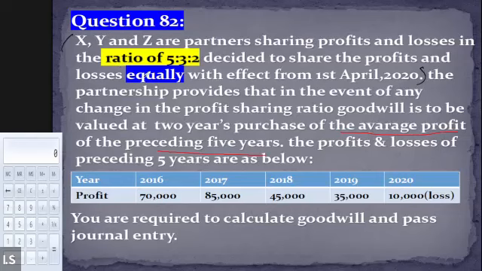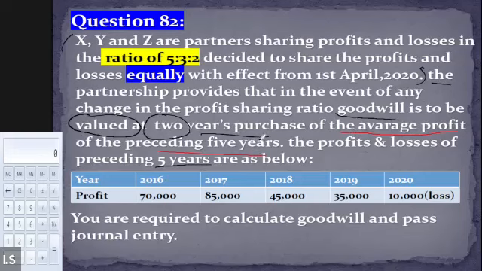Now from this point onward, it says that the partnership provides that in the event of any change in the profit sharing ratio, goodwill is to be valued at 2 years purchase of the average profit of the preceding 5 years. The profit and loss of the preceding 5 years are as below. So we have been provided with the last 5 years profit, and the question is telling us to value the goodwill depending upon the 2-year purchase of the average profit of the preceding 5 years.